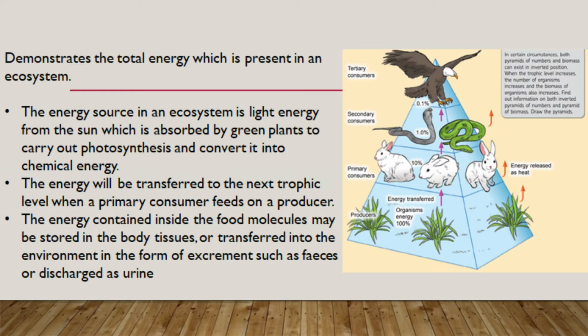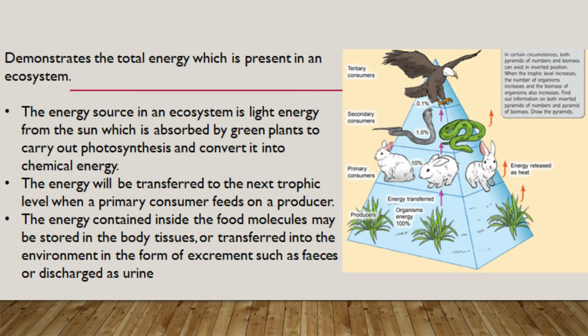So you can see from here, the producers are green plants. So energy contained inside the food molecules may be stored in the body tissues or transferred into the environment in the form of excrement, such as feces or discharge as urine. When food molecules are decomposed for respiration and other reactions, some energy is released into the environment through heat.